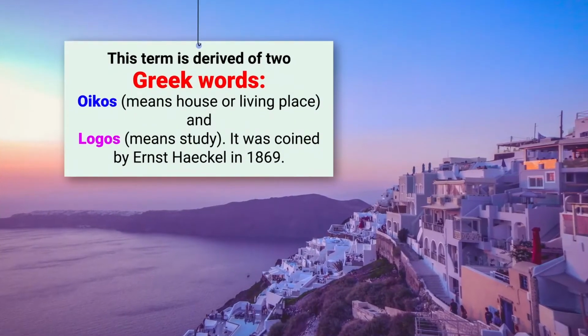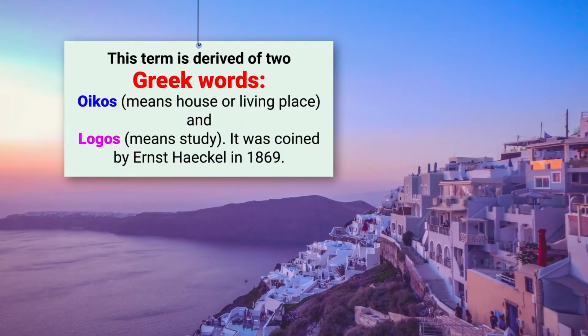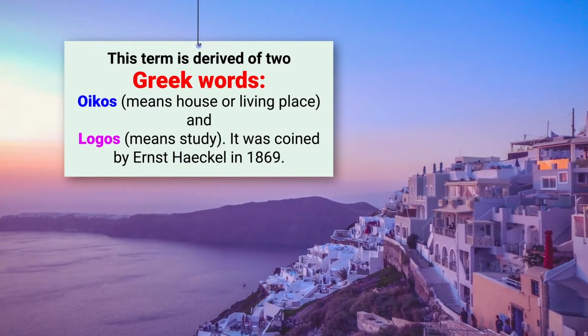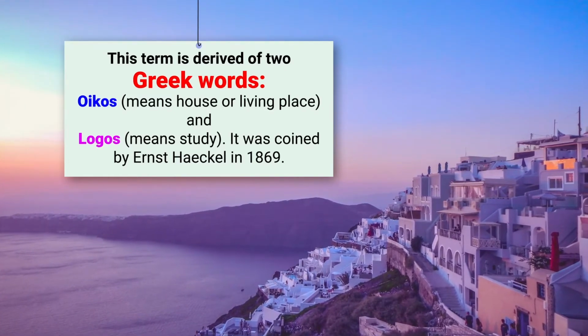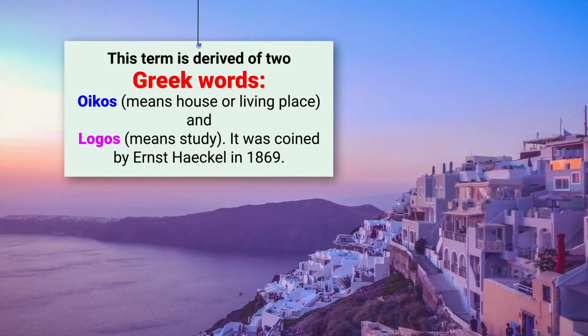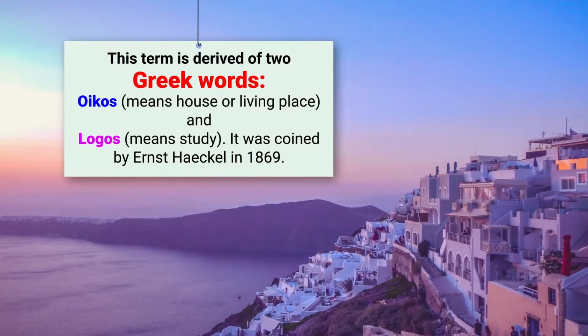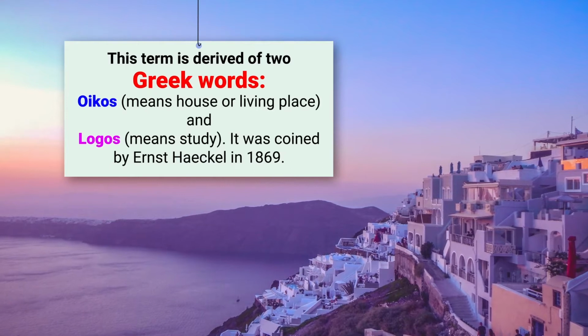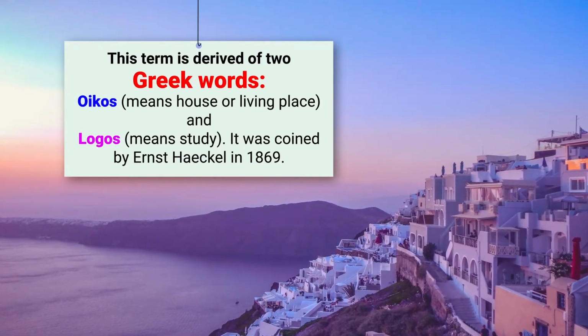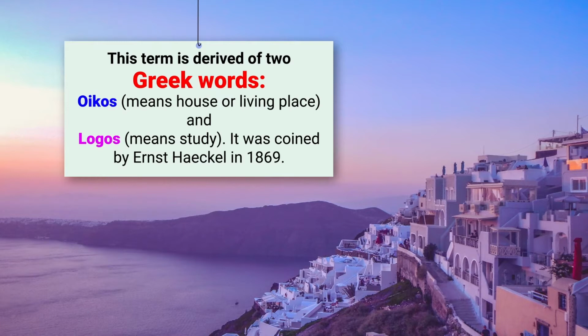The term ecology is derived from two Greek words. Oikos means house or place of living. And logos means study. If you simply look at the meaning of this Greek word, it means the study of a house or a living place. The term was first coined by Ernst Haeckel in 1869.